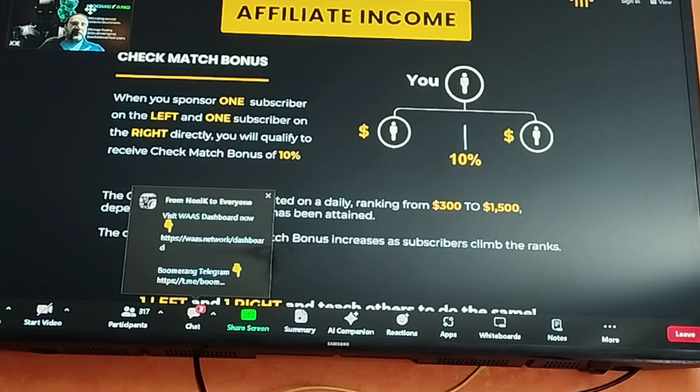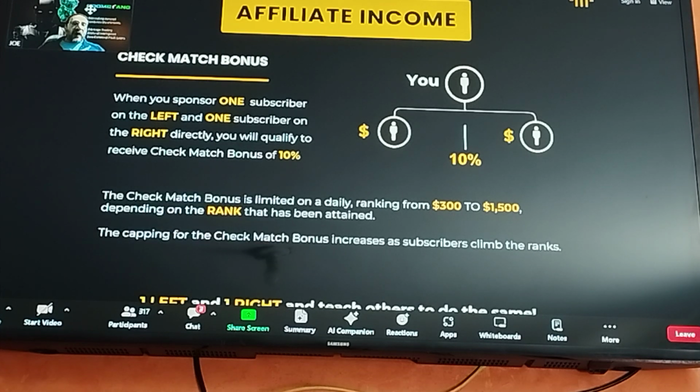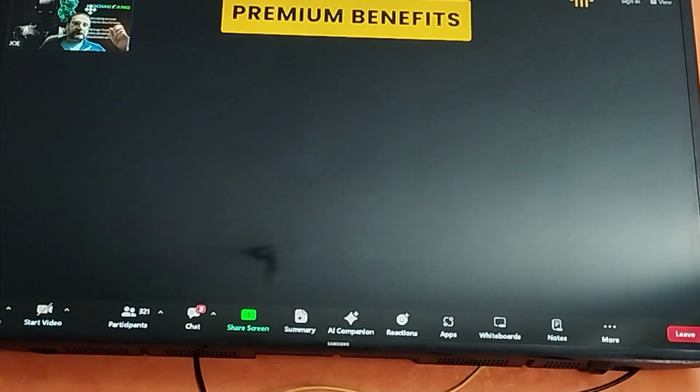We then have the check match bonus. When you sponsor one subscriber on the left and one subscriber on the right, directly you will qualify to receive a 10% check match bonus. The check match bonus is limited on a daily ranking from $300 to $1,500, depending on the rank that has been attained. The capping for the check match bonus increases as subscribers climb the ranks.